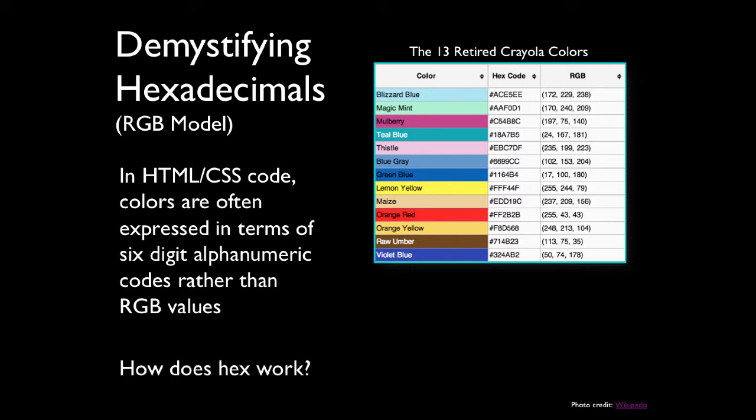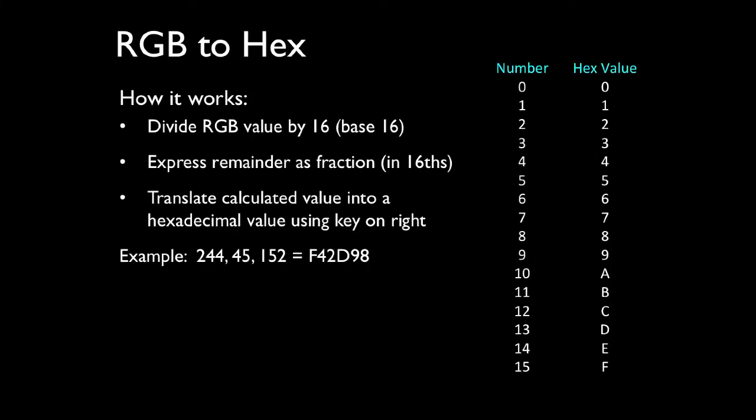So, how does this hex thing work? It's really not that complicated, and I think it's worth spending just a minute or two demystifying it. Well, hex is a base 16 system, which I know doesn't mean much of anything to most people, but think of it this way. Take whatever RGB value you have, divide that by 16, take the remainder, express it as a fraction in terms of sixteenths, and then you're going to translate that value into a hexadecimal using the decoder ring on the right.